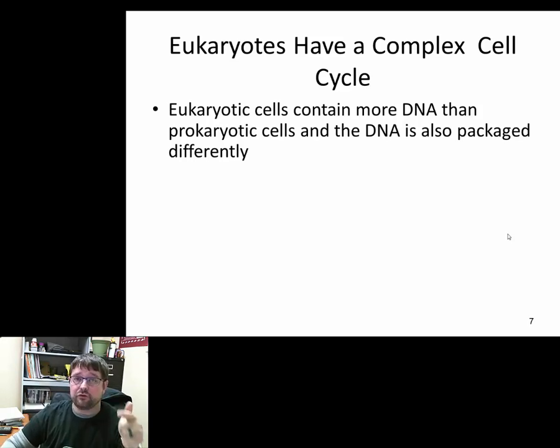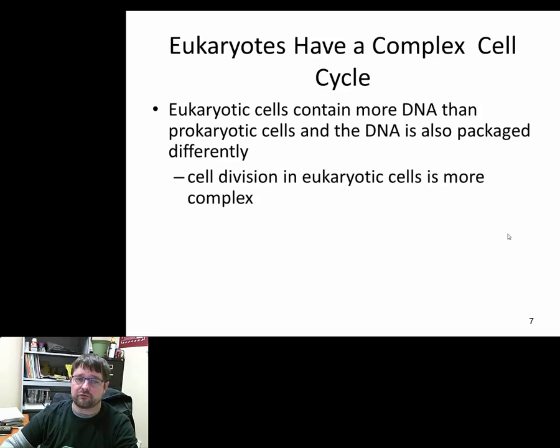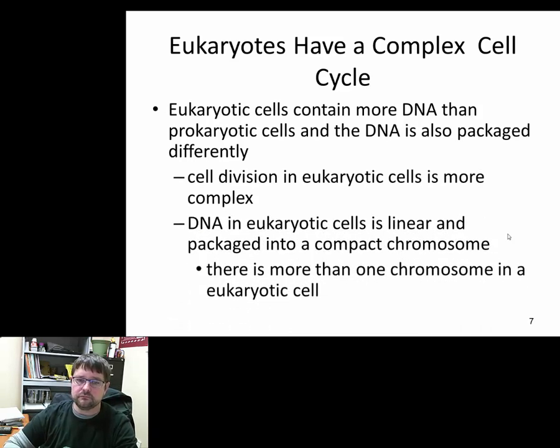Okay, so nonetheless, eukaryotes, we've already talked about them. There's more DNA. There's more chromosomes. There are organelles. And so typically we would say that they're more complex. So the process is going to be more complex. Eukaryotic cells have linear chromosomes. We already talked about this. So it makes for a little bit different way in which these chromosomes are copied and separated.